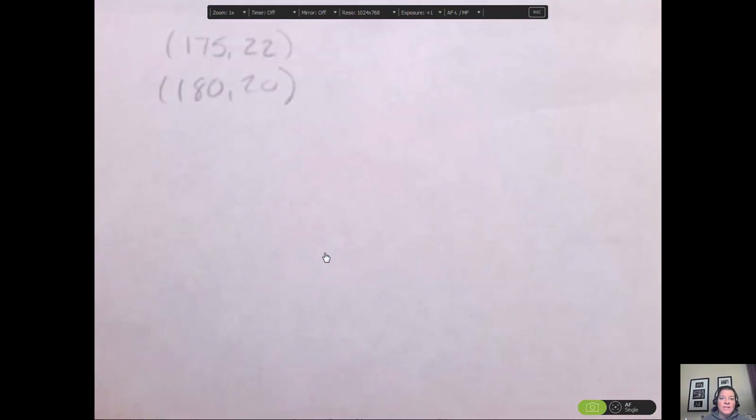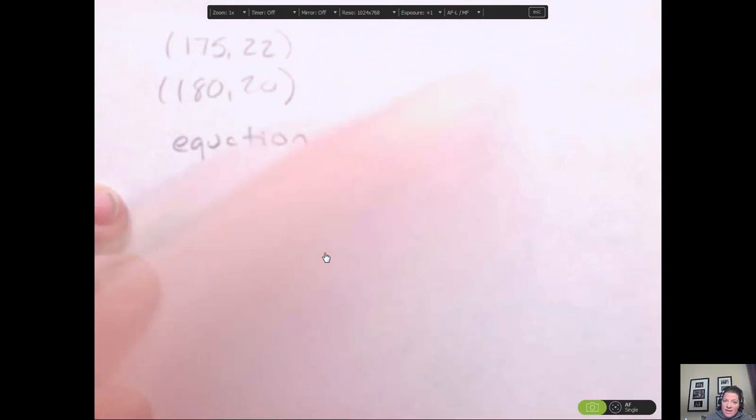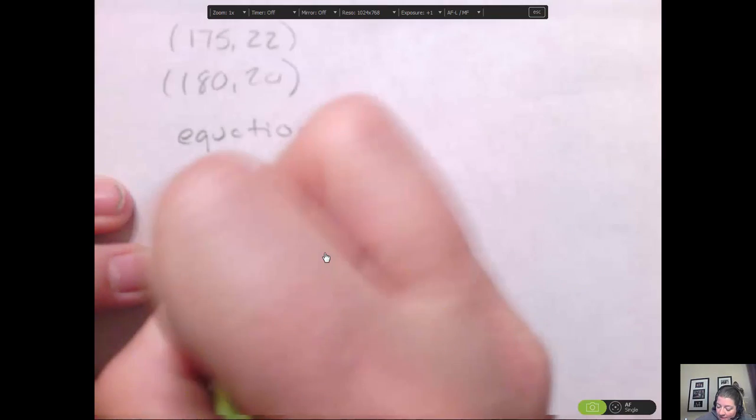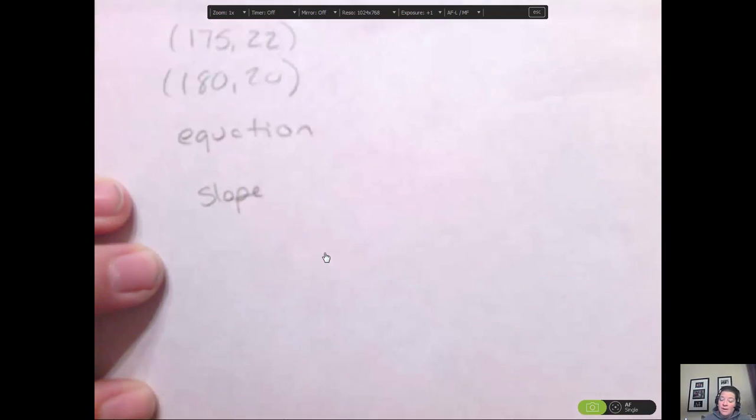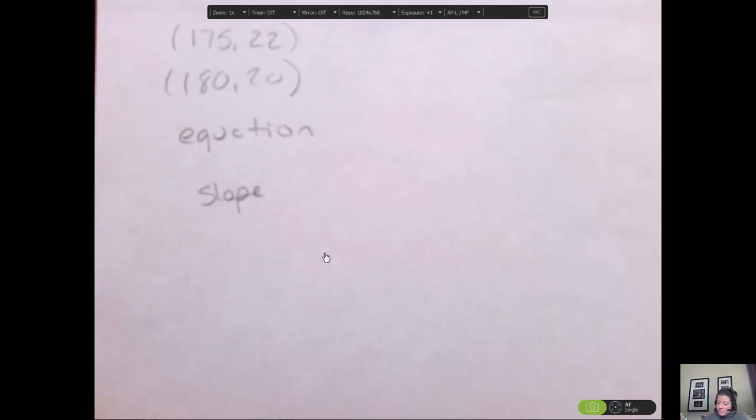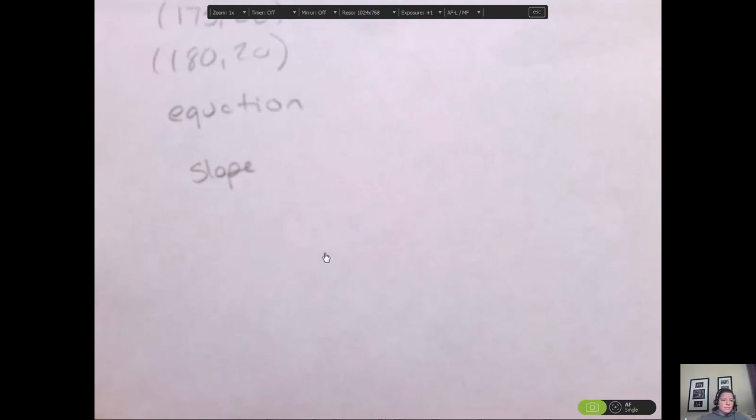How would I then find the equation of the line? So I want to find the equation of the line of best fit. I would first find the slope, and this is something you should really know and remember. So first you'd find the slope.